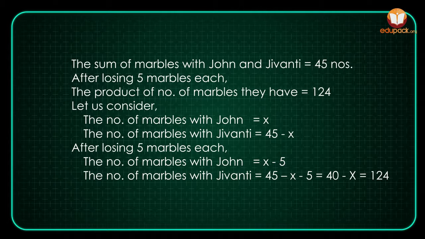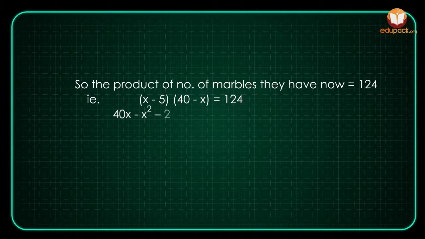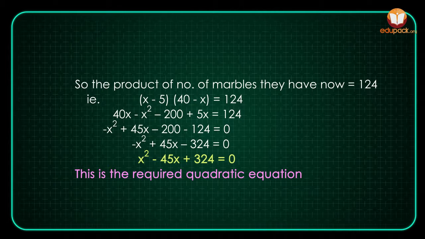So the product of the number of marbles they now have is equal to 124. That is x minus 5 into 40 minus x is equal to 124. By multiplying these two terms, we get the equation x square minus 45x plus 324 is equal to 0. Here the degree of this equation is 2. Hence, it is a quadratic equation, and this is the required quadratic equation. Now, we move on to the exercise problems.